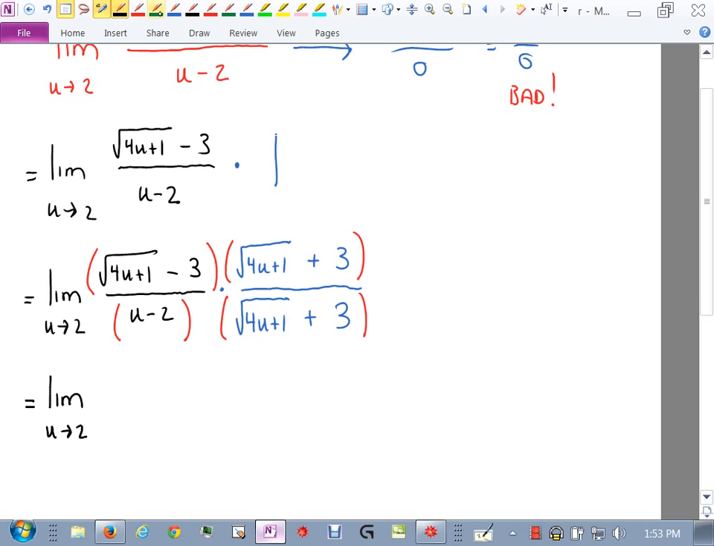First multiplication. Square root of 4u plus 1 times square root of 4u plus 1 is just 4u plus 1, right? The roots go away because you're squaring a square root. So you just get 4u plus 1. Now, what about the inside terms? What's going to happen to them? They're going to cancel. They will always cancel.